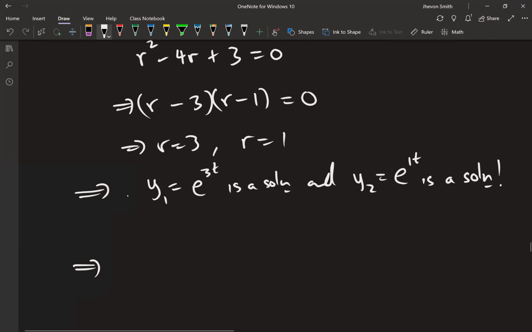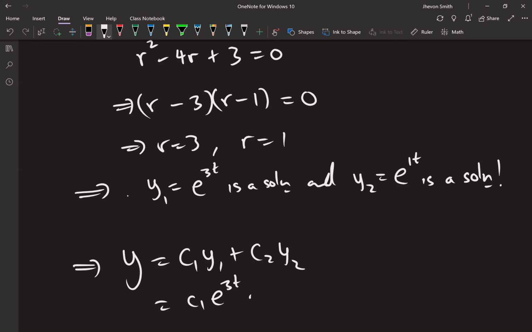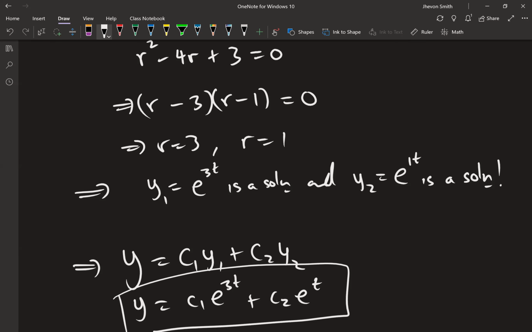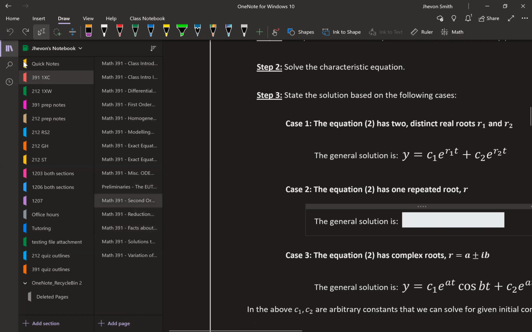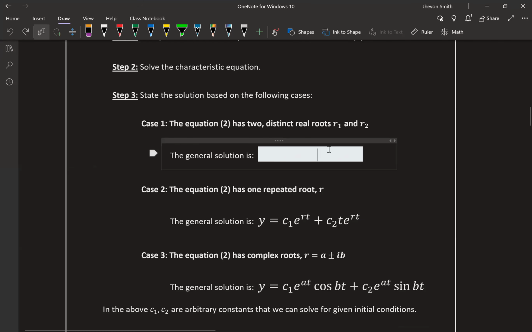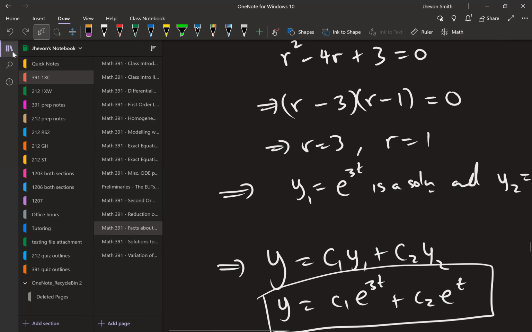This means that the general solution is going to be C1y1 plus C2y2, which is C1 e to the 3t plus C2 e to the t. And that coincides with the information that I gave you in the table last class. That coincides with this scenario right here. So I told you that this would be the answer, but I never really explained why.